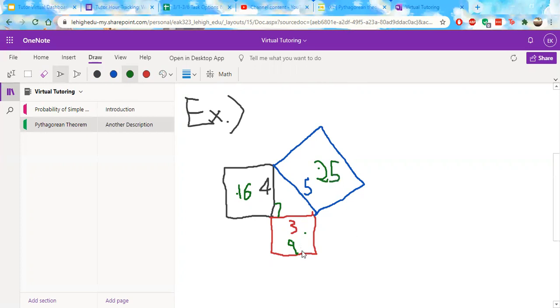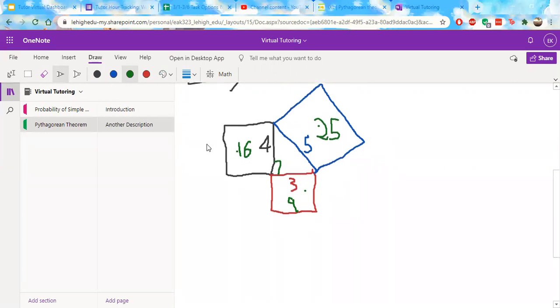All right. And then all you do is the area of this 9 plus the area of this 16 equals 25, which is the area of this square. All right. So that's just like a different way to visualize it.